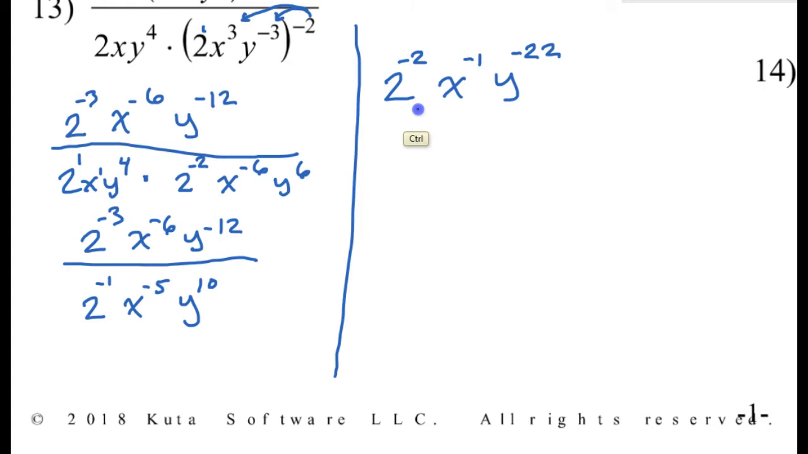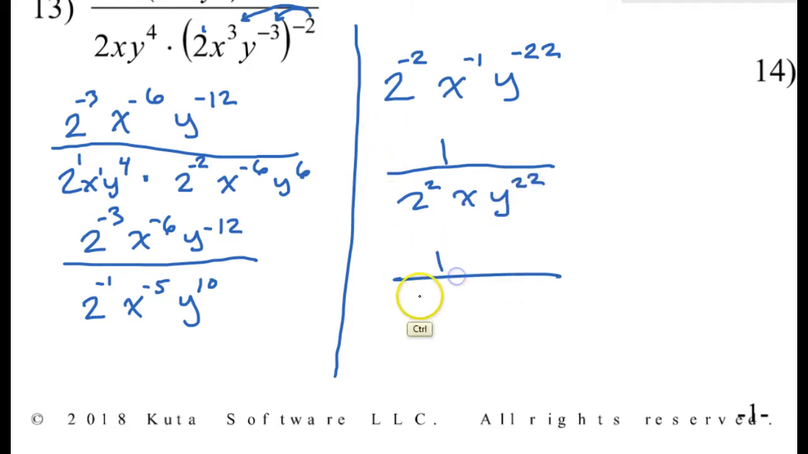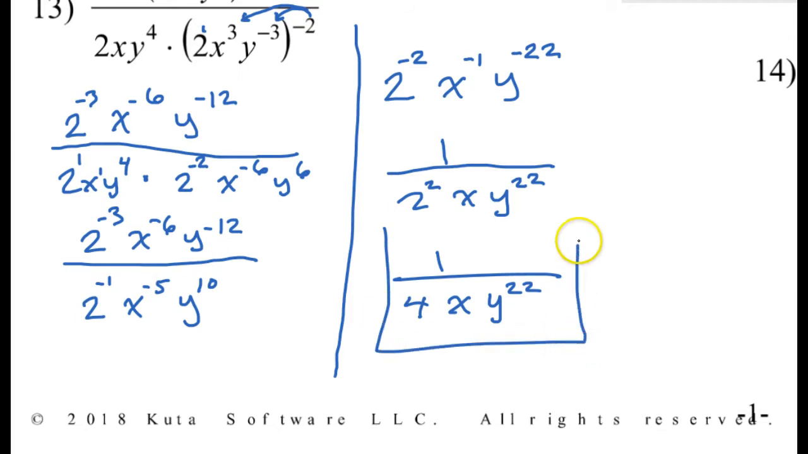In the end, anything that's a negative power, I'm going to wind up dropping down to the denominator. So this is going to become 1 over 2 squared x y to the 22nd power. Or I could just simply put 4x y to the 22nd power. So this should be the answer to number 13.